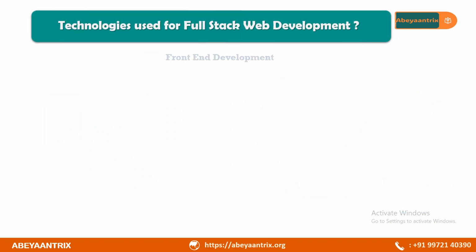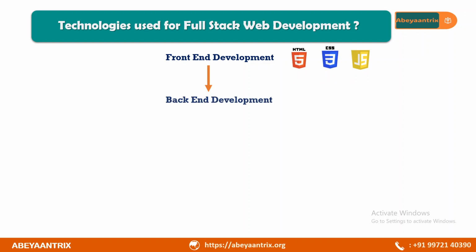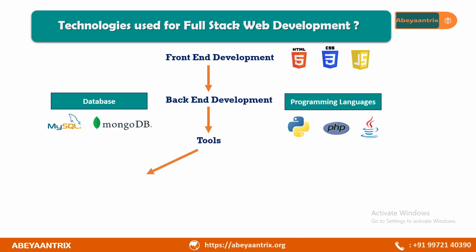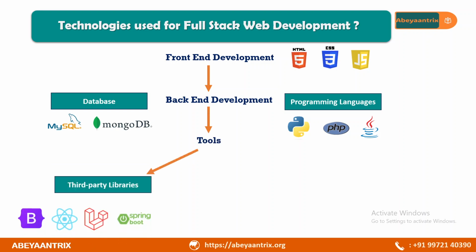So now you understood the technologies, right? In front end development we are using HTML, CSS, and JavaScript. This is just a brief of the same thing. In back end development, we are using the programming language as well as databases, and after that we are using some tools like third party libraries. Like if we are using Java, we are going to use a framework like Spring Boot. If we are using Python, we are going for the Django framework. If we are using PHP, we are using the Laravel framework. If we are using the front end technology, React.js and Bootstrap, some other tools we are using.